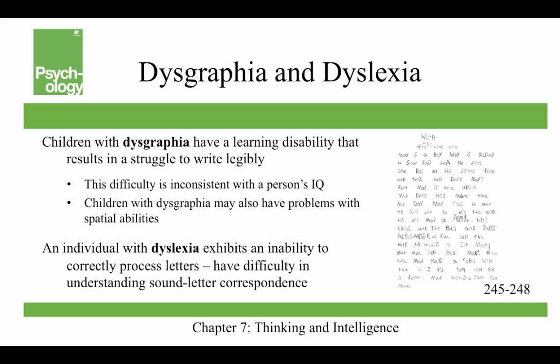Let's finish out by talking about dysgraphia, and that's when you have a learning disability that results in a struggle to write legibly. This difficulty is inconsistent with a person's IQ, and so it could be high or low. And children with dysgraphia may also have problems with their spatial abilities. So accommodations for students with dysgraphia might include being allowed to take an oral exam rather than a paper and pencil test.